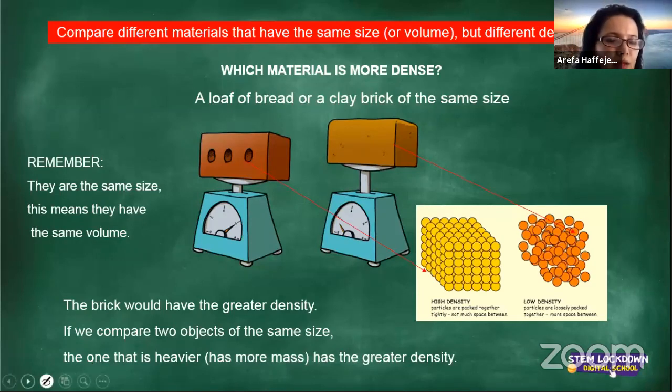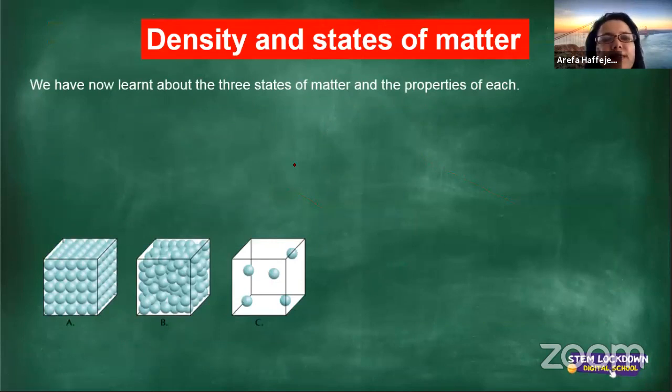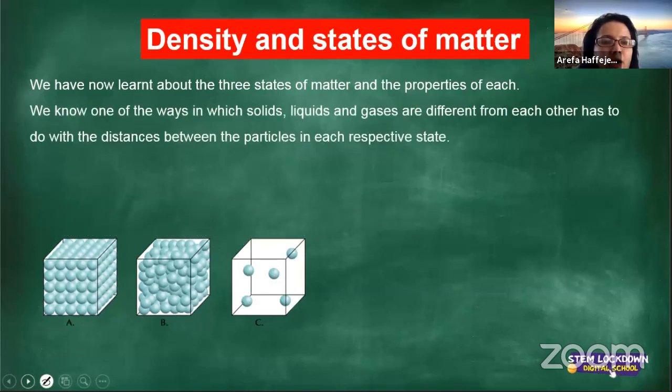Okay, so I'll move on to the next slide. We're going to talk about density and states of matter. We learned that matter has 3 states and the properties of each: we have a solid, a liquid, and a gas. One of the ways in which solids, liquids, and gases are different from each other is the distances between the particles in each respective state.